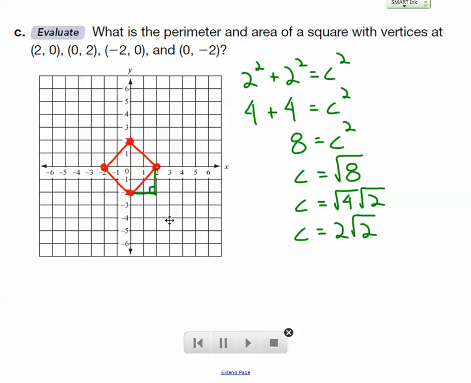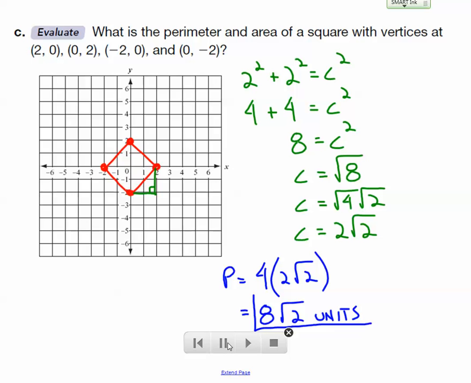Okay, so as far as the perimeter, we have 4 sides that are all 2 times the square root of 2. So we do 2 times the square root of 2 plus 2 times the square root of 2 plus 2 times the square root of 2 plus 2 times the square root of 2, or we just go 4 times 2 times the square root of 2, which is what I'm going to do. 4 sides that are all 2 times the square root of 2 means that the perimeter is 8 times the square root of 2 units. That's our perimeter.